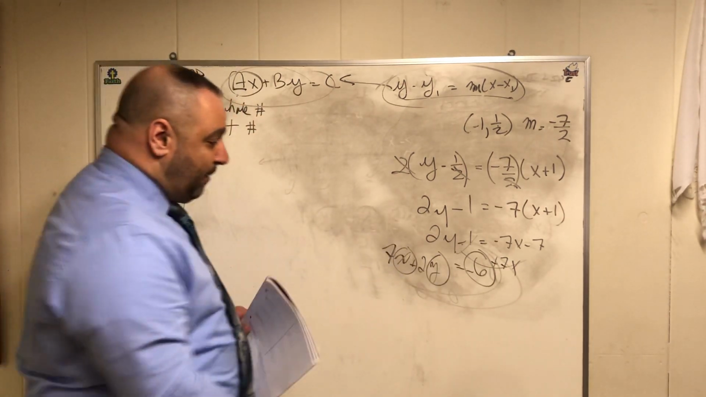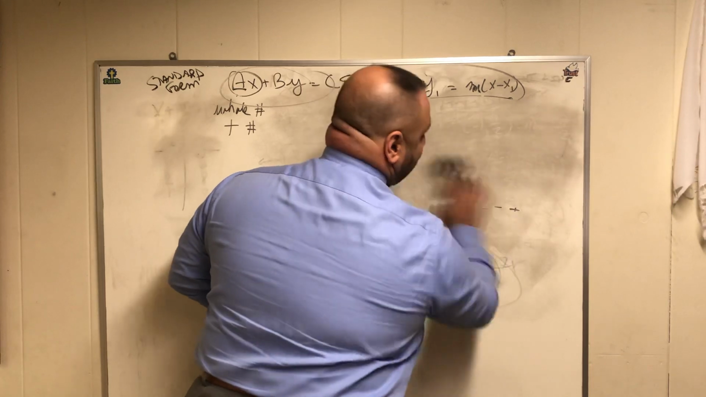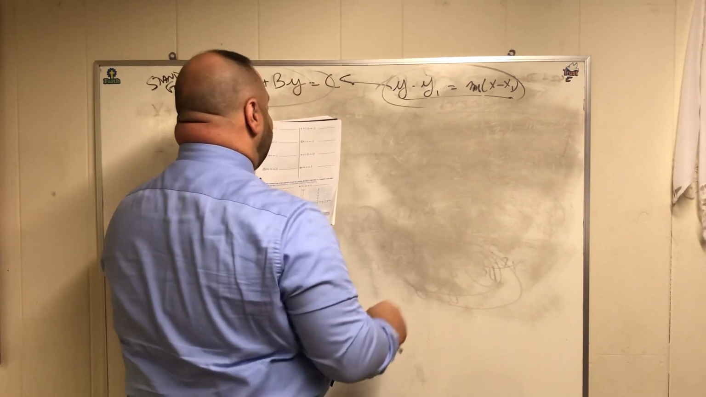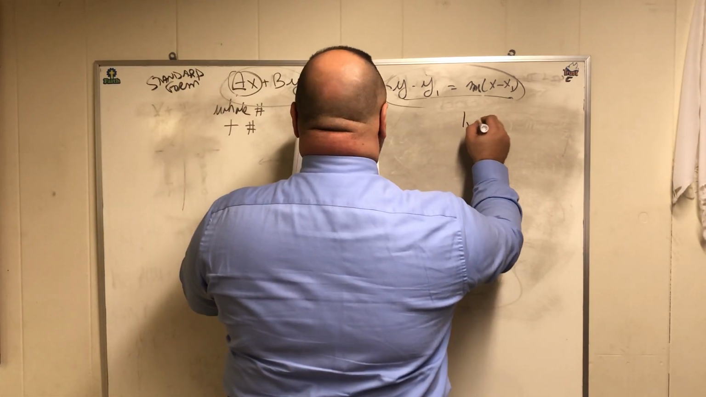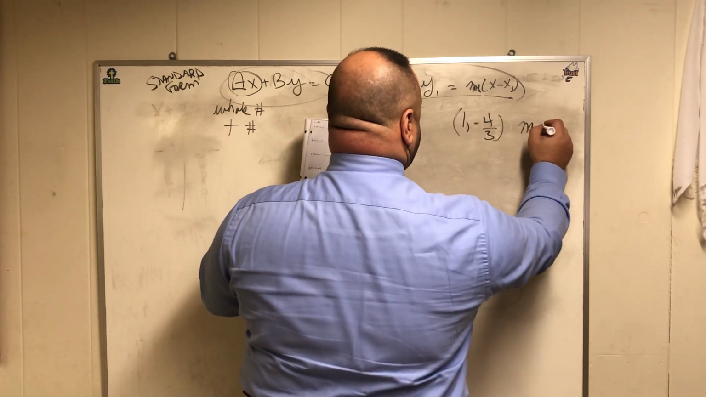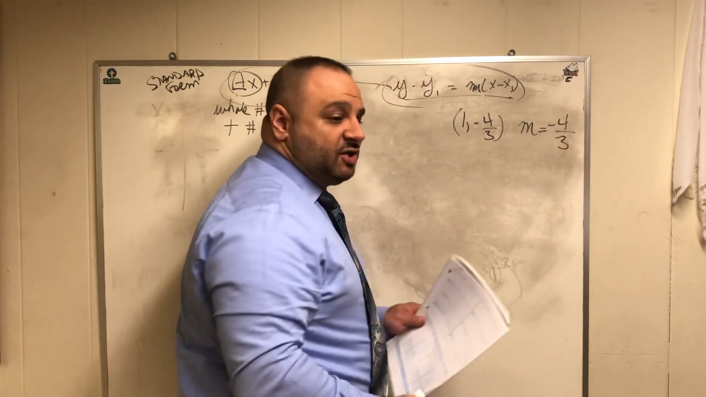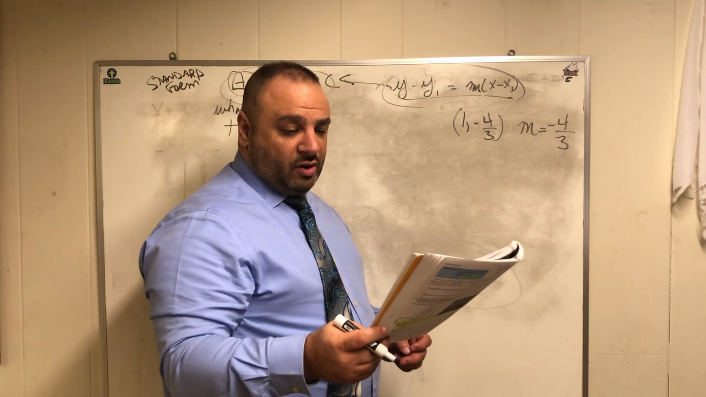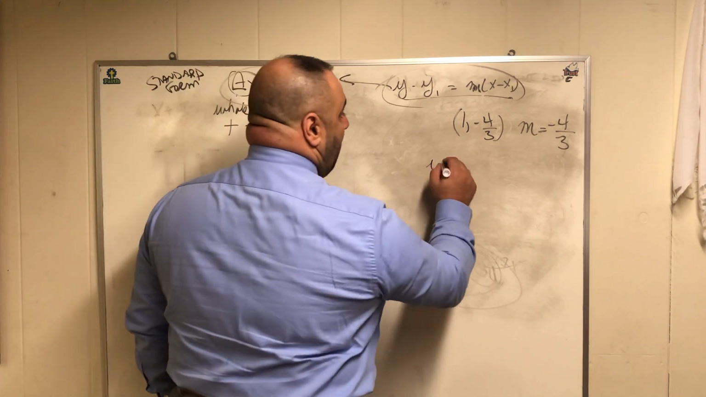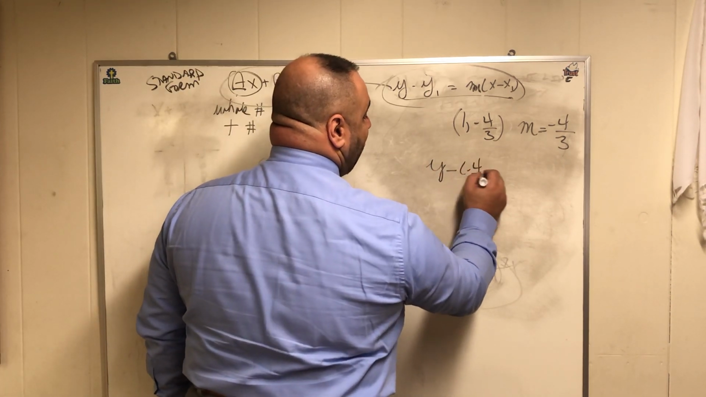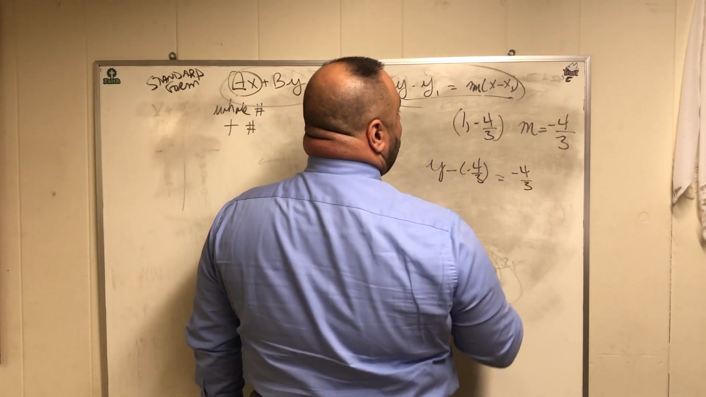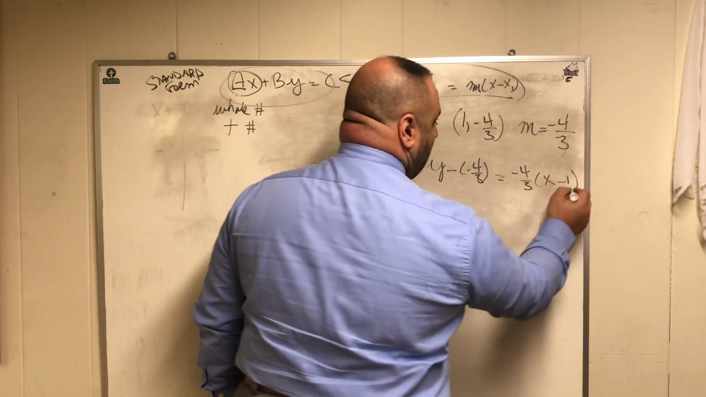All right, do one more here. Let's do number 8 together. Again, determining the equation by knowing the point and a slope. So we have 1, -4/3, and our slope is -4/3. So let's plug these numbers in. Number 8 we're going to do together here. Okay, so number 8, let's plug it in. y minus -4/3 equals -4/3, and then we have x minus 1.